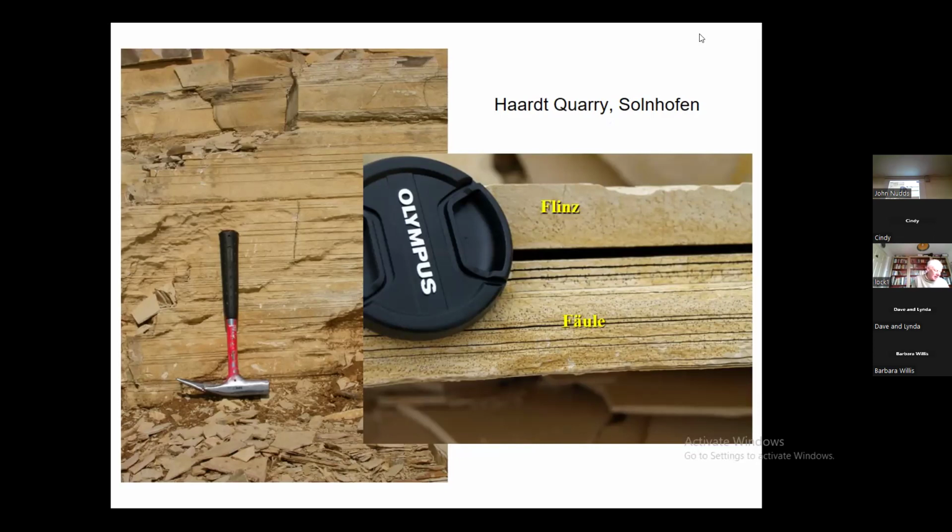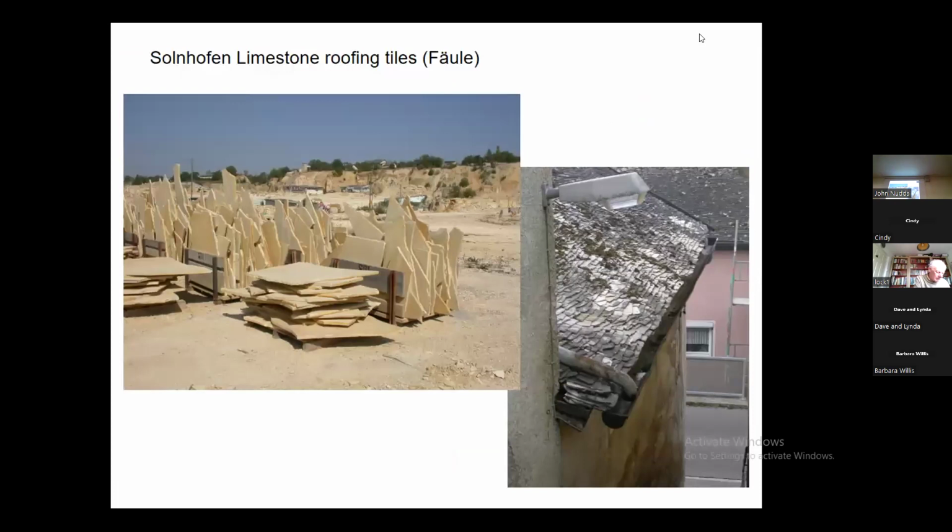And you can see flinz here, alternating with the fäule beds, which, as their name suggests, have a high proportion of terrigenous mud. So they're 75 to 95% calcium carbonate. They can still be very pure themselves, but the mud gives these this facility or ability to cleave into these sometimes paper-thin layers. Here is a flinz quarry, and they've been quarried for hundreds of years.